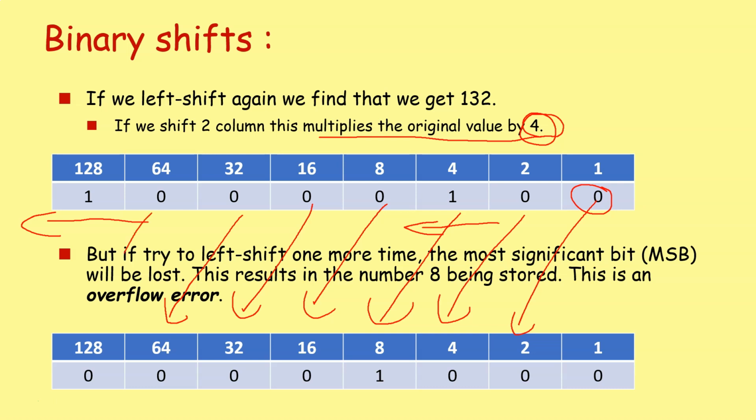But then we've got a problem. I've run out of digits now. When I try and shift that final 1, there's nowhere to put it. It's lost. I'm not multiplying 132 by 2 to get 264. I'm going to end up with just the number 8 being stored because I have this overflow error.